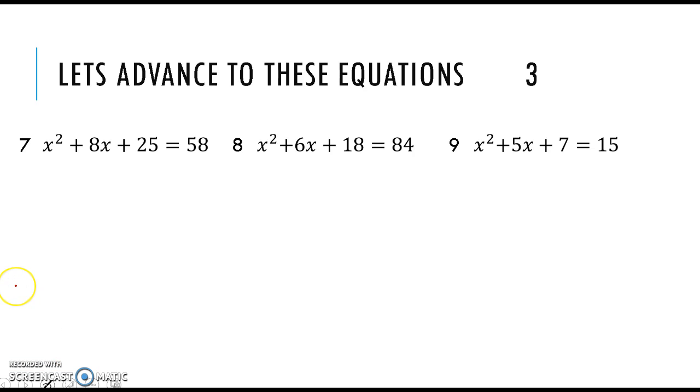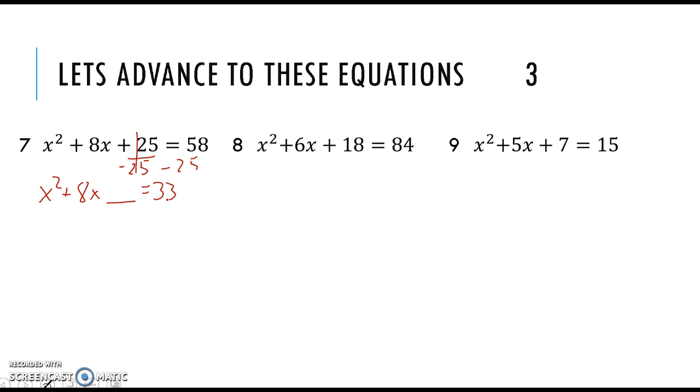So to get it to be a perfect square trinomial, I need to make it one. And the problem right now is this 25. So I'm just going to get rid of it. I'm going to subtract 25 from both sides. And now I'll write it as x squared plus 8x. 25 minus 25 is nothing. 58 minus 25 is 33.